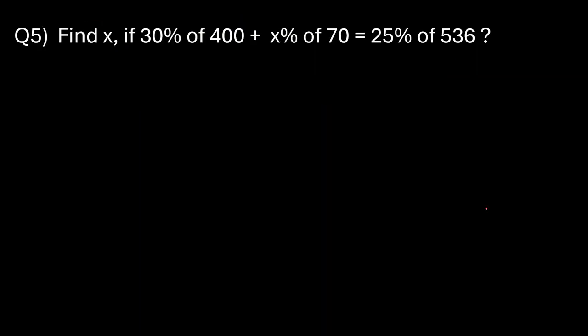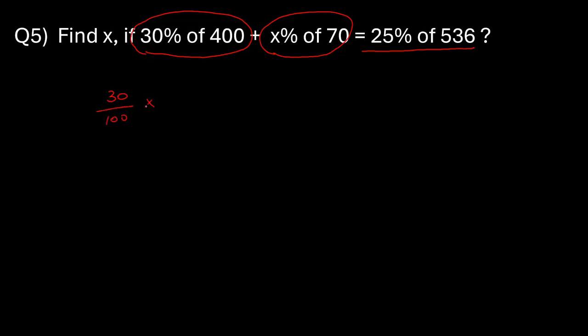Find x. If 30% of 400 plus x% of 70 is equal to 25% of 536. 30% of 400 means 30 by 100 into 400, plus x% of 70 means x by 100 into 70. That gives 25%, that is 25 by 100 into 536.